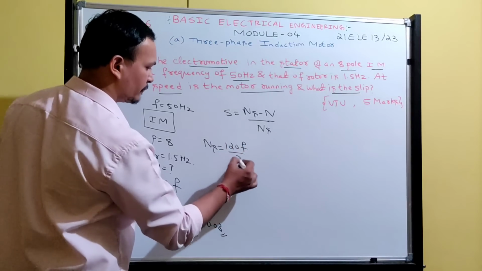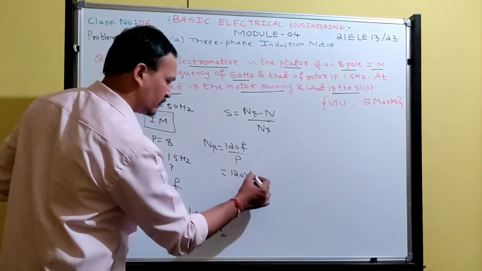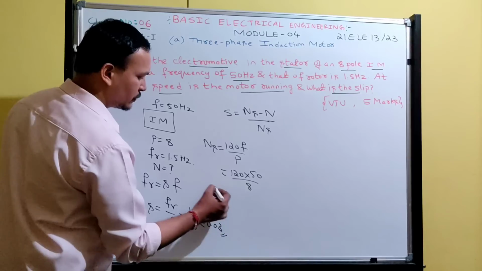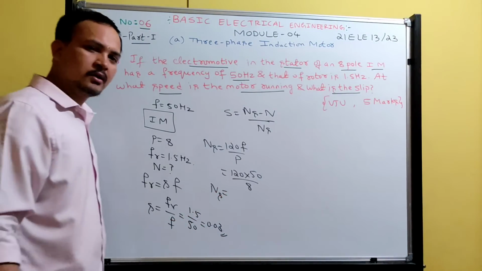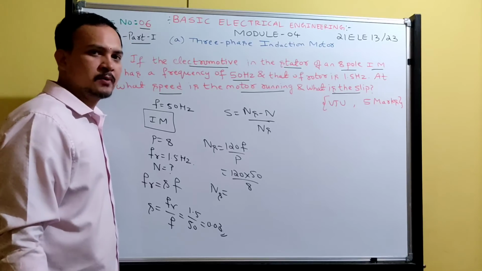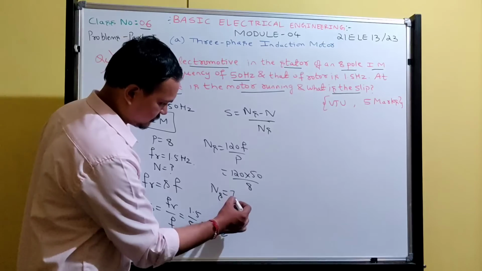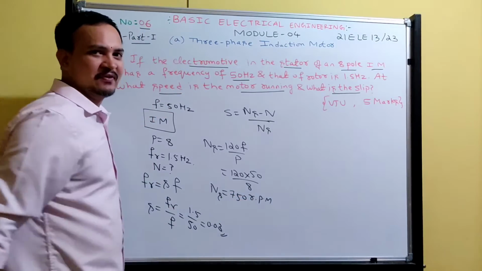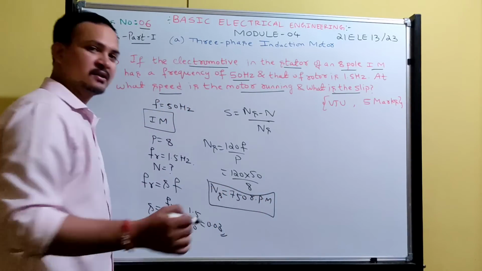Ns equals 120 F by P. 120 into, what is the supply frequency? 50. How many poles? 8 poles. Please do it in the calculator and tell me the answer. How much did you get? 750. Excellent. 750 RPM. Ns is 750 RPM. Excellent.